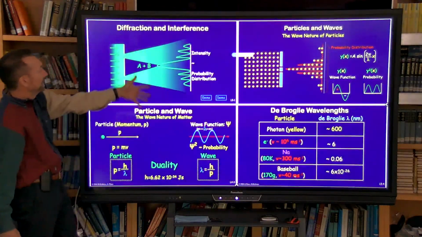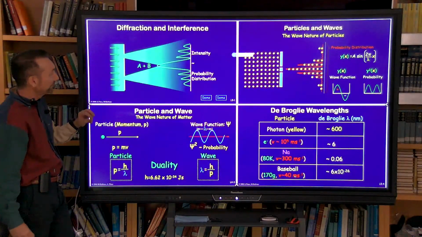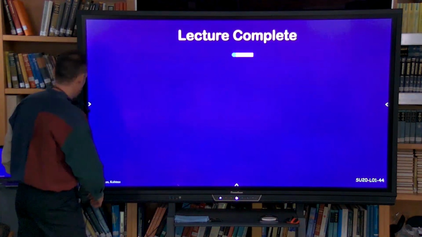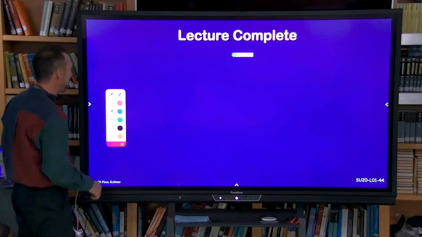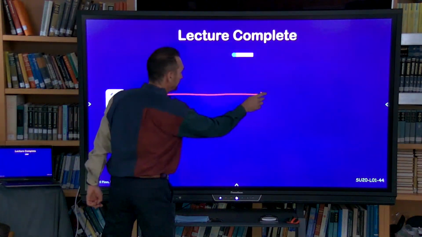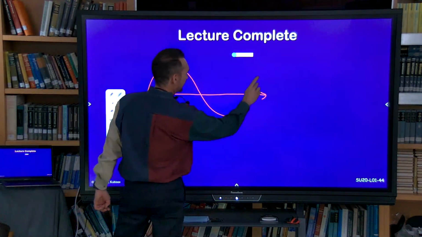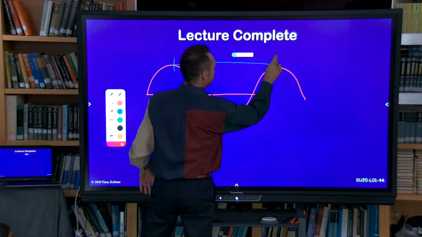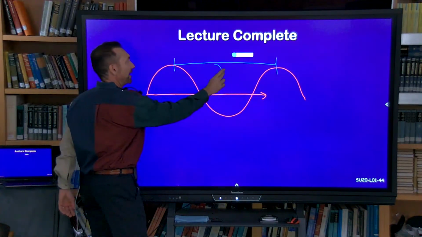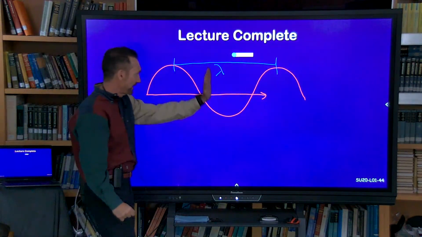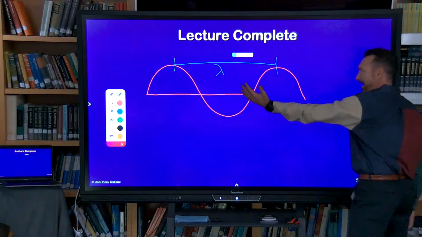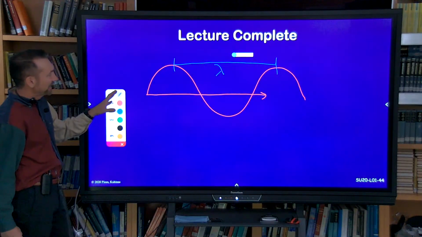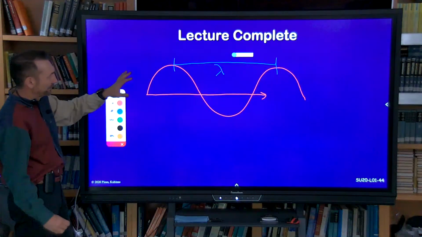Okay, so now we understand diffraction and interference, and we understand quite a bit about waves. We understand that waves travel through space, and they have a wavelength and a frequency. And this is the wavelength. The frequency is how many times, if I'm standing here, a wave passes me per second.